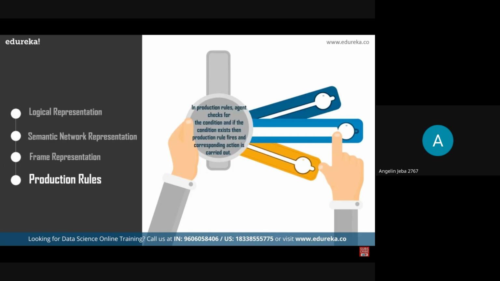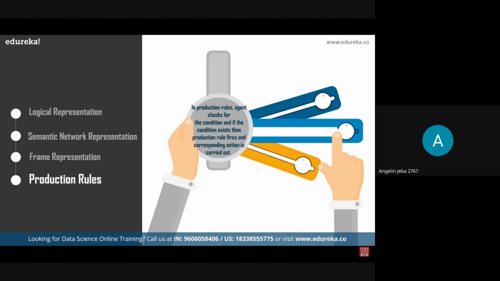Now, in production rules, the agent checks for the condition, and if the condition exists, then the production rule fires and the corresponding action is carried out. The condition part of the rule determines which rule may be applied to a problem, whereas the action part carries out the associated problem solving steps. Now, this complete process is called a recognize act cycle.